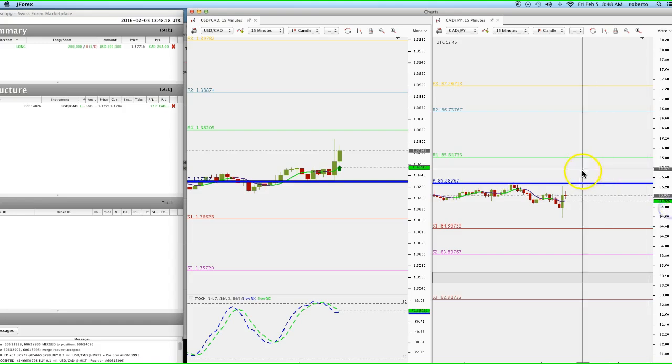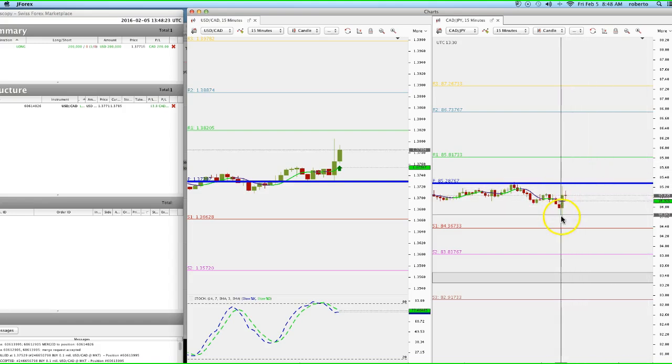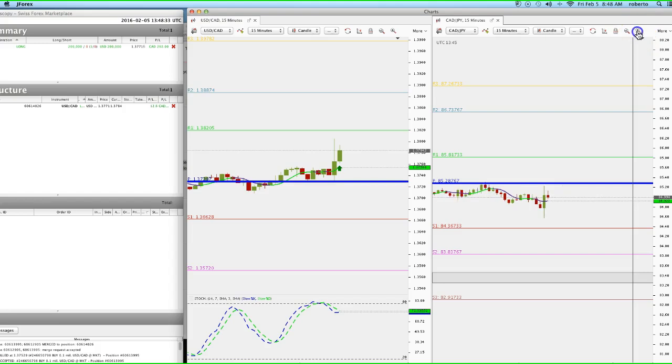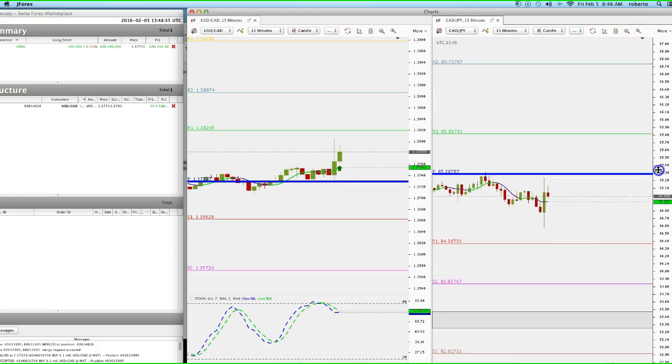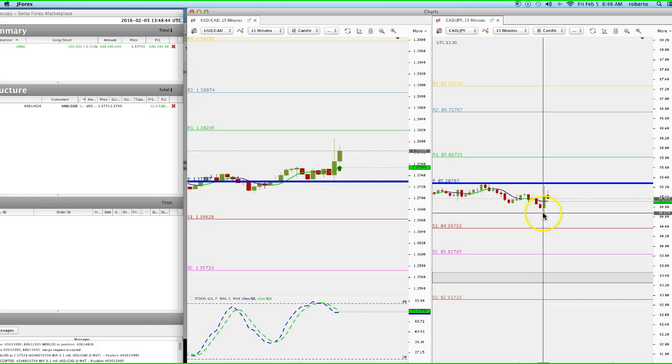I'm still waiting for Canadian yen to sell off, but it doesn't look like it's going to happen. There's the initial reaction on Canadian yen, and let's see if it can break below this moving average line. And if it does, then I will take a trade, but it doesn't look like anything's happening at the moment. Maybe in about 15 minutes, but there's the initial reaction on CAD yen.